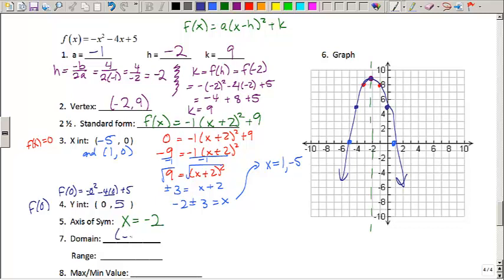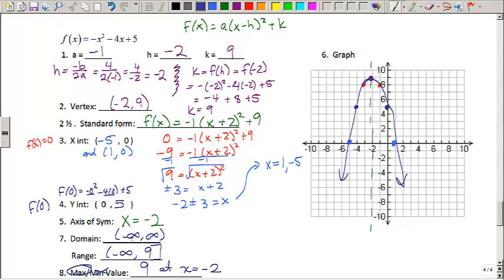My domain is always all reals, -infinity to +infinity. My range, because I have a high point here, my low point is -infinity, comma, my highest point that I have is at +9. Which tells me that I have a max value of 9, located at x equals -2.